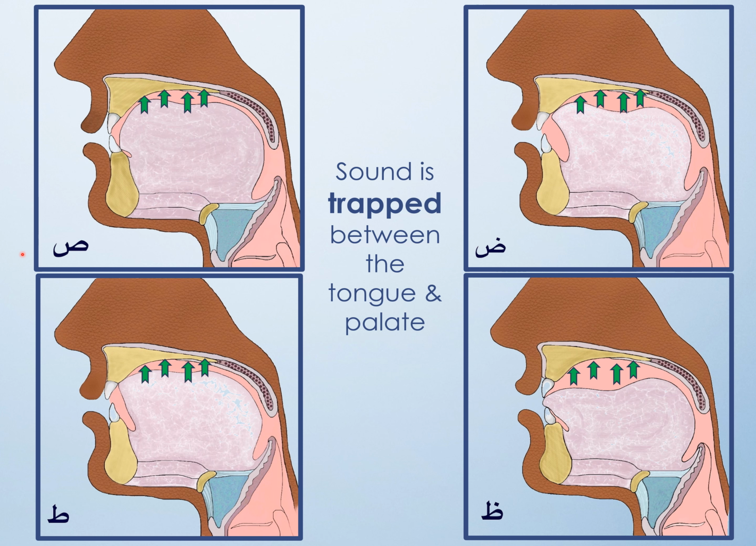So these letters have to be differentiated from others. For example, the sad has to be differentiated from the sin, the dad has to be differentiated from the dal, the ta has to be differentiated from the ta, and the dha has to be differentiated from the ta. So these letters are thick letters, they're elevated letters, and they also have a trapping of sound between the tongue and the palate, which increases their thickness and the elevation of the sound. So sa, dha, ta, dha.